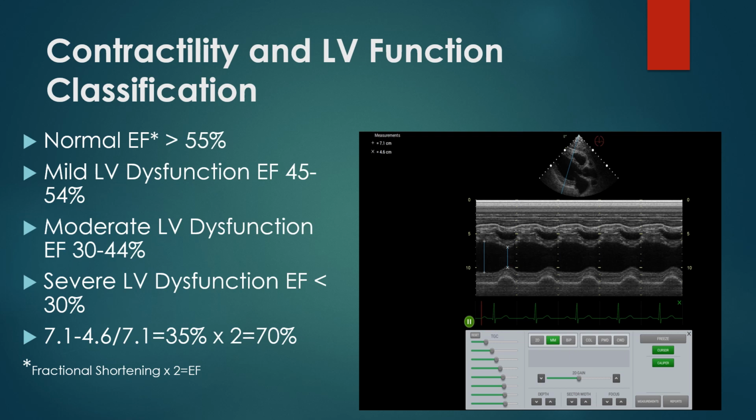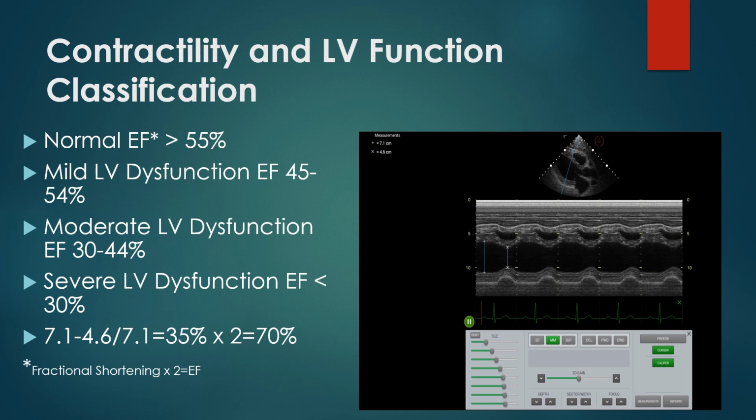And you can get something called fractional shortening by taking the dimensions, either by using M mode, as you do here, and in this case I measured the different measurements in systole and diastole. The measurement during diastole was 7.1, the measurement during systole was 4.6, and then I divided it by the measurement during diastole, and it was 35%. So this fractional shortening times 2 is your EF.